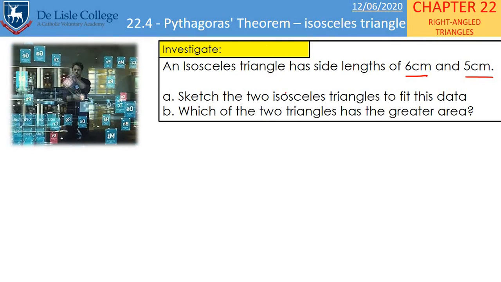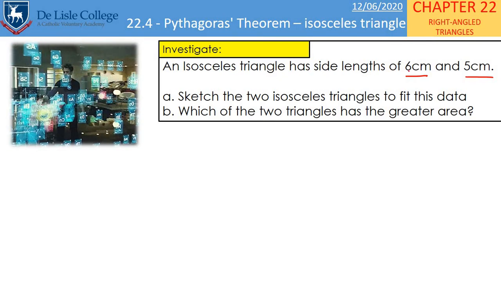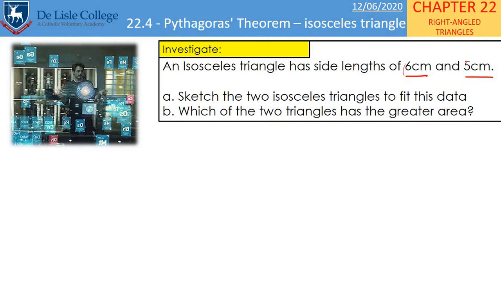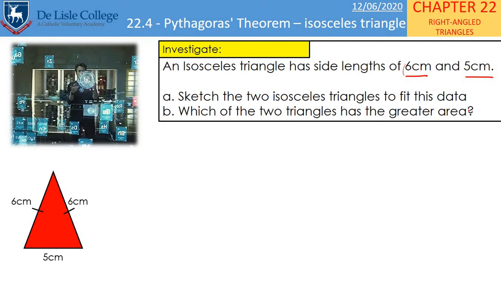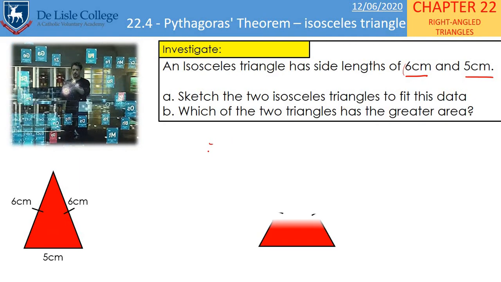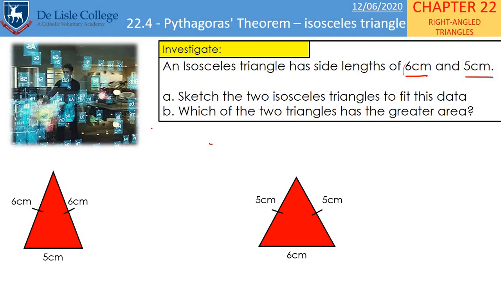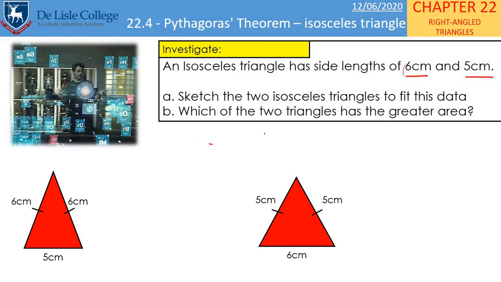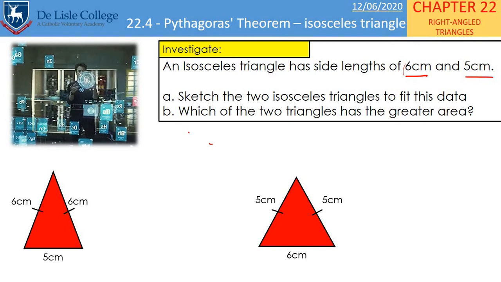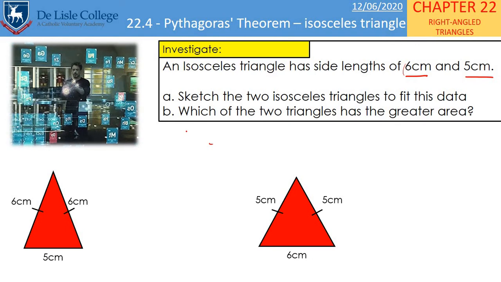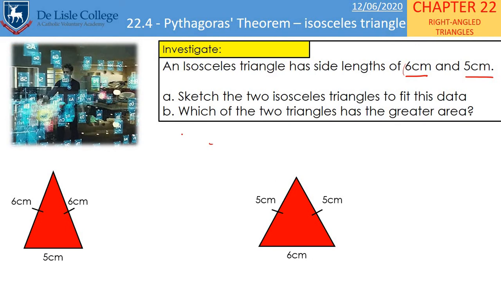Right, good. So if you're told it's isosceles, you know that 2 sides must be 6 or 2 sides must be 5. But if 2 sides are 6 centimetres, the other one's the 5. And then if 2 sides are 5 centimetres, the other one is 6. Okay. Now, which of the 2 triangles has the greater area? Please pause the video, calculate the area of both triangles, and then decide which one has the greater area.